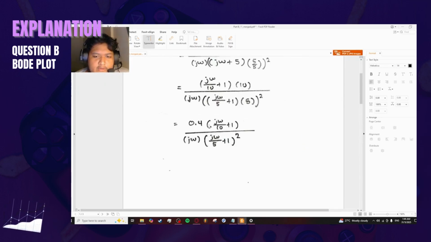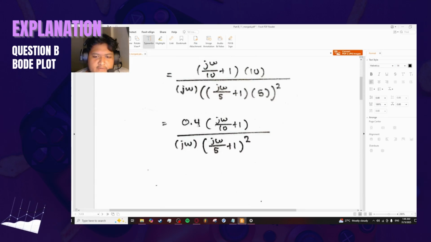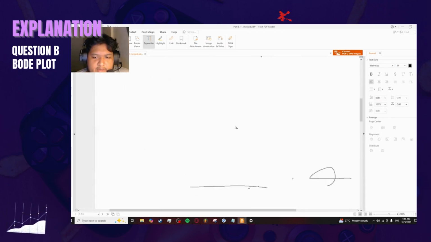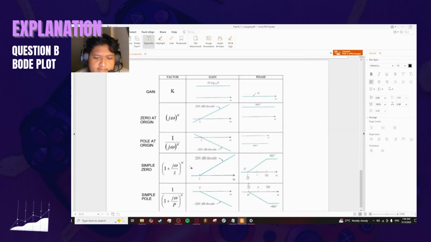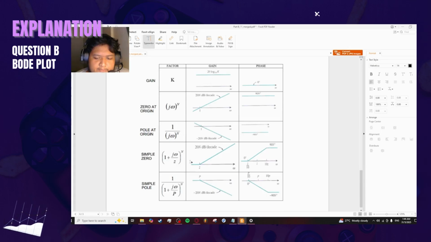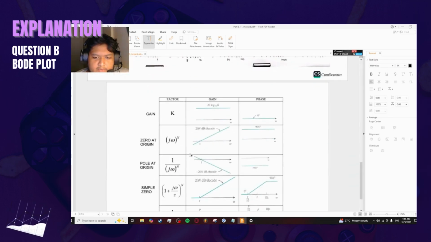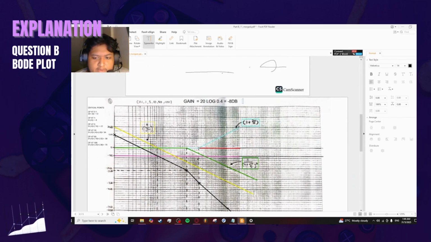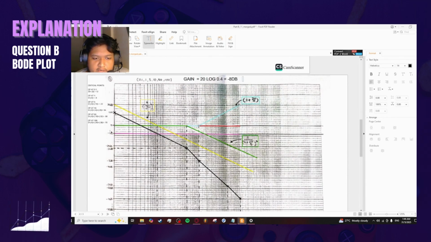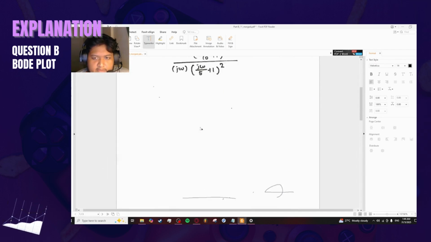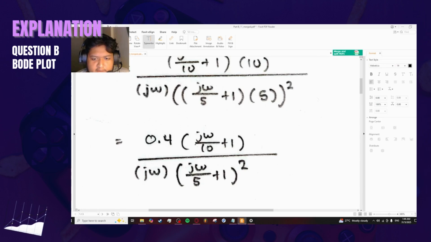So this is the first function after the gain. We're going to show you this one next, jω/10 + 1. If you refer to the table here, it's a simple zero function. A simple zero function means it goes up 20 decibels. The way to draw it is you first draw it until 10 here. Why 10? Because if you look at the function, it's over 10.